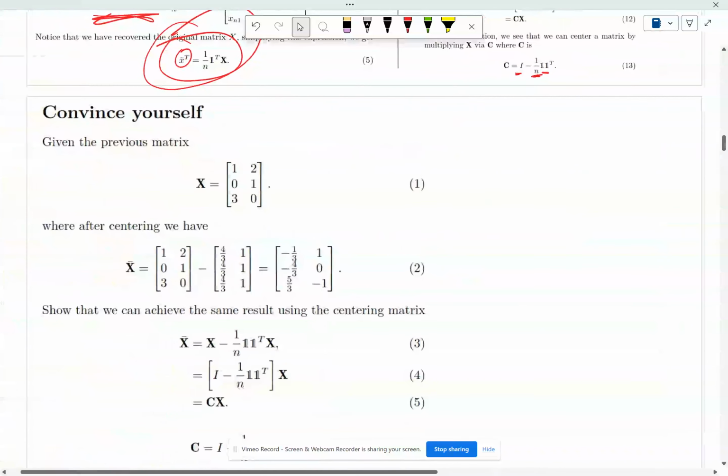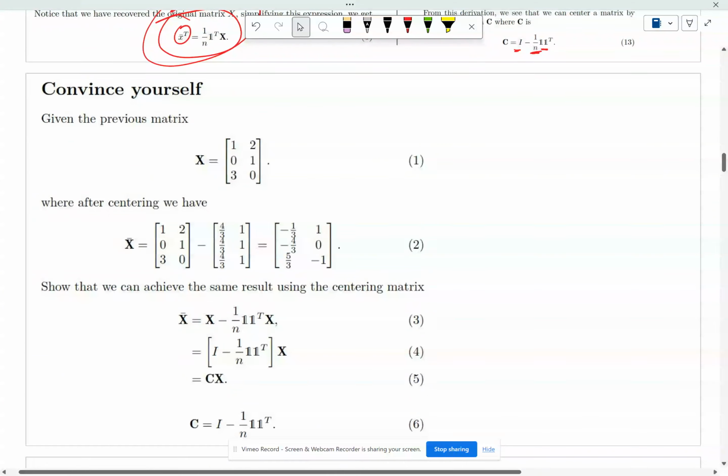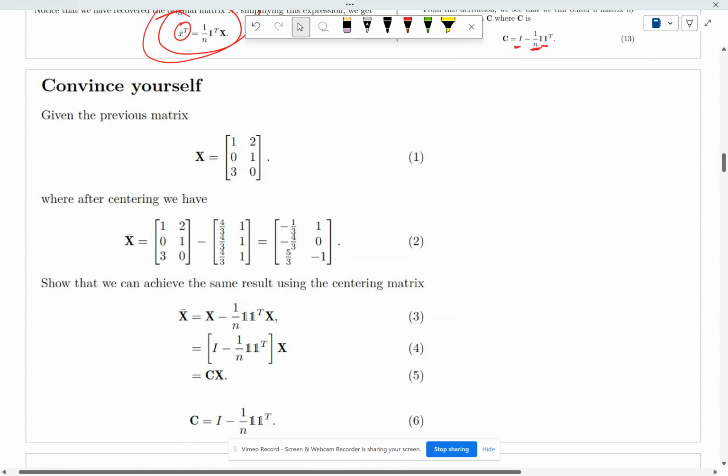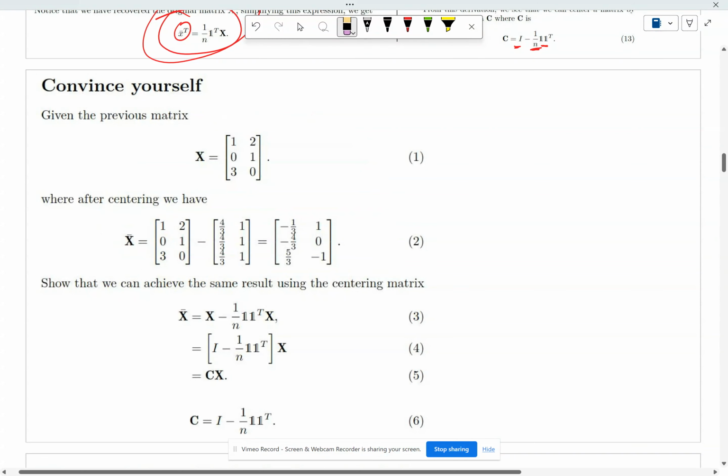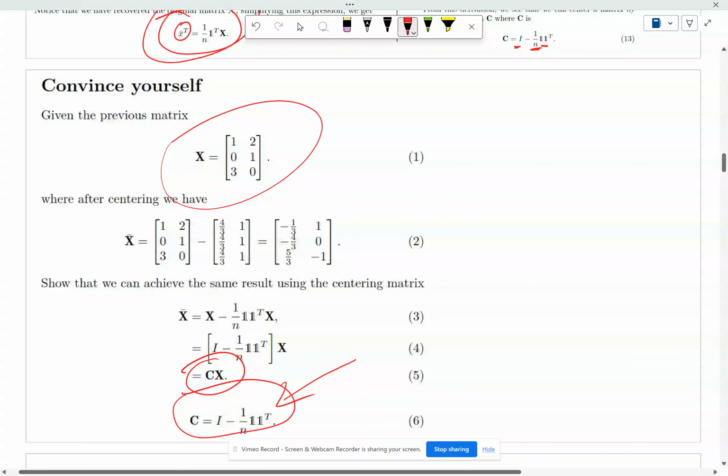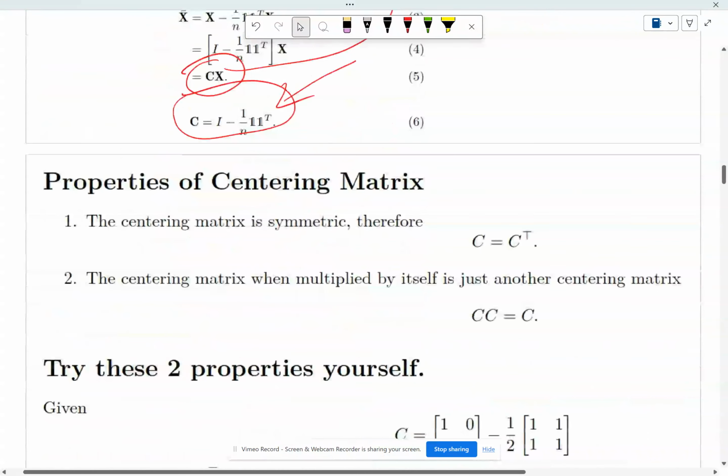Now, I would like you to pause the video and convince yourself. So previously, we calculate centering this way, right? This is the good old-fashioned way. Now, see if you can use this here, identify what the centering matrix is. Once you identify the centering matrix, multiply by x, and you should get exactly the same result because they're the same. So pause the video, do that, and we're going to move on.